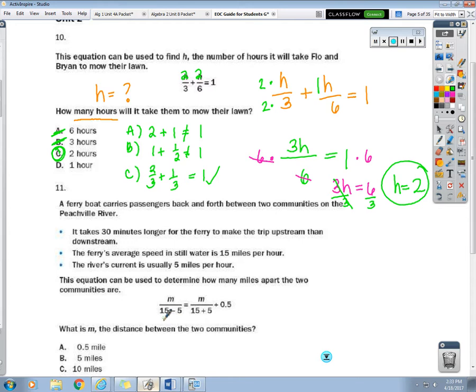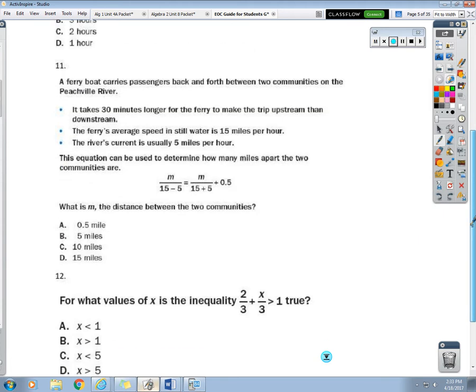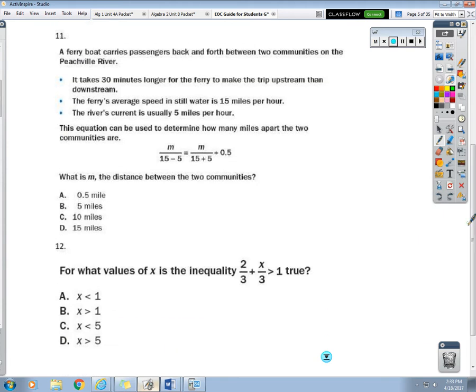Any questions? All right, number 11. A ferry boat carries passengers back and forth between two communities on Peachville River. It takes 30 minutes longer for the ferry to make the trip upstream than downstream. The ferry's average speed in still water is 15 miles per hour, and the river's current is usually 5 miles per hour. This equation can be used to determine how many miles apart the two communities are.